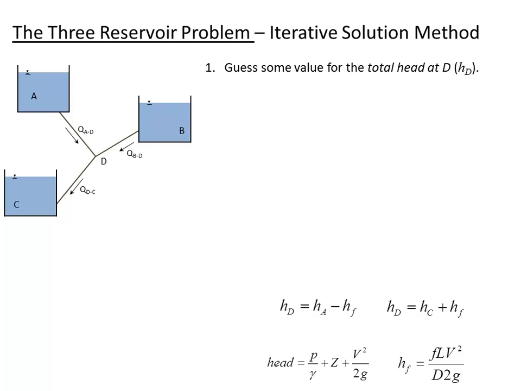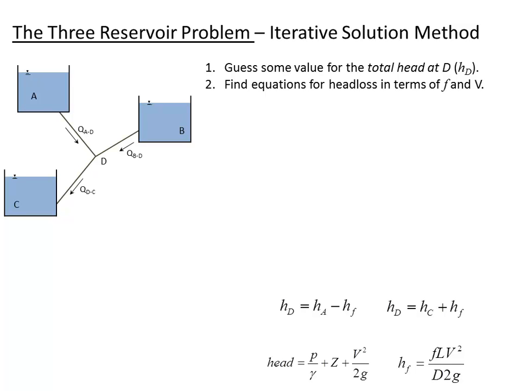We have to guess how much head there is at D. We'll just pick some initial starting value for how much energy is there. One common approach is to just say the amount of energy at D is equal to the elevation of the water surface at B. But you don't necessarily always want to make that assumption. It doesn't have to be that. But sometimes you just say, well, the amount of energy at D is between A and C. It wouldn't be more energy than A, and it wouldn't be less energy than C. So we have some guess value.